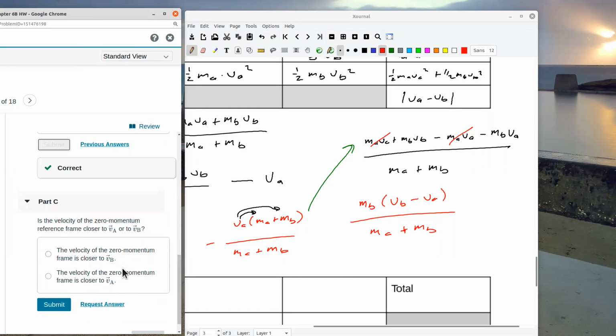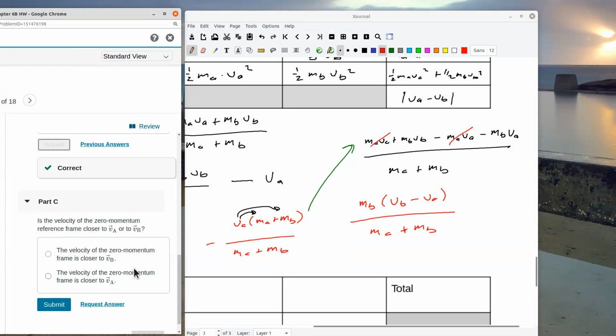All right, and then part C: is the velocity of the zero momentum reference frame closer to VA or to VB? This one, I think there is some physical insight in. The velocity of the zero momentum reference frame is the same as the velocity of the center of mass. The center of mass velocity is going to be weighted closer to the heavier object, isn't it? Because it's the heavier object that determines more what the center of mass is doing, because it has a bigger impact on the center of mass.